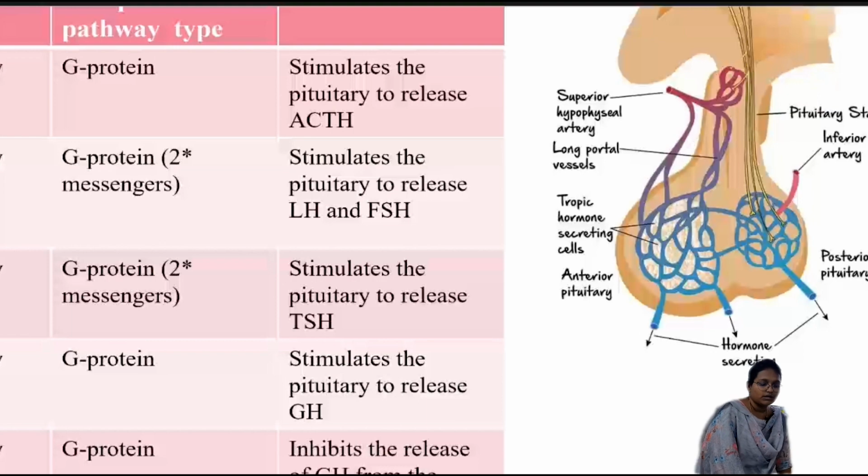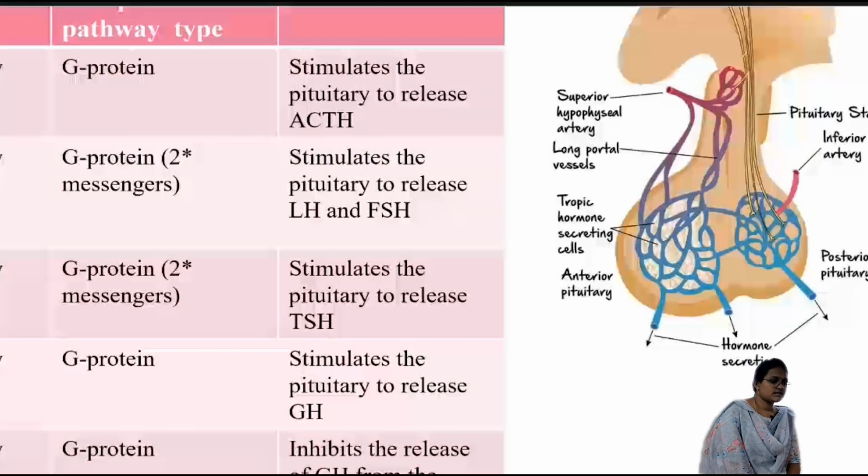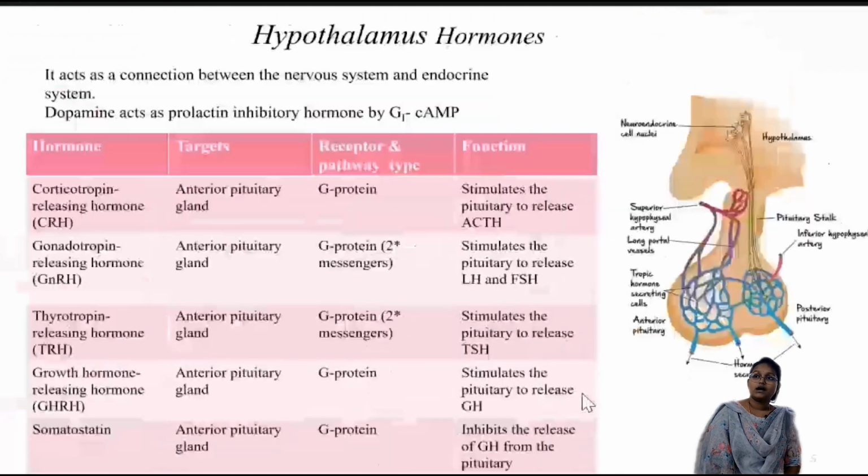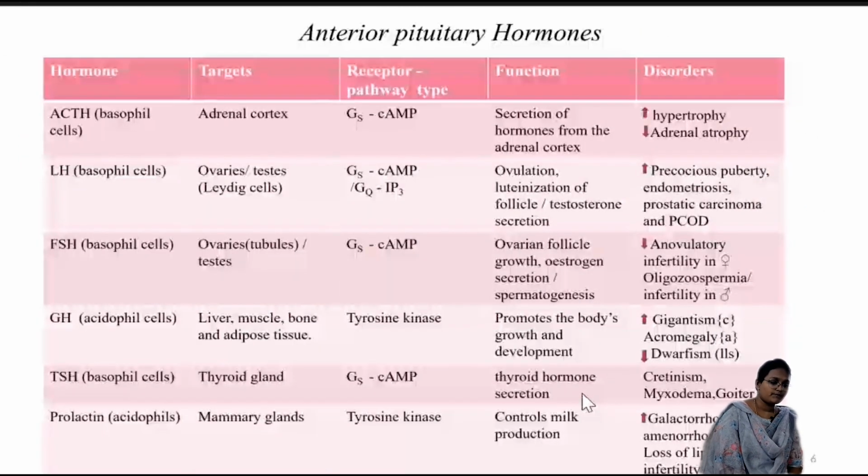Coming to anterior pituitary hormones, the pituitary gland is called the master gland. The hormones released are adrenocorticotropic hormone, luteinizing hormone, follicle stimulating hormone, growth hormone, thyroid stimulating hormone, and prolactin. The cells which release these hormones are mentioned in the brackets. Those might be asked. And the targets are mentioned next to it, and the disorders when the secretion is higher or lower.